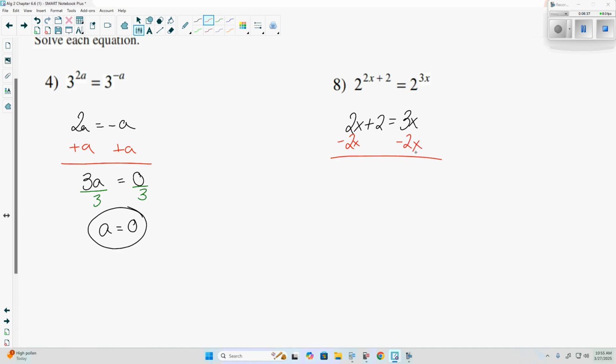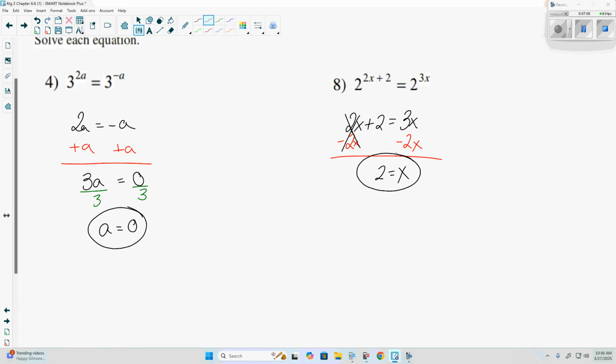We can subtract 2x because we need the x's on one side, numbers on the other. 2x minus 2x is 0, leaving us with 2. 3x minus 2x is x. X is equal to 2. Now, for the most part, we've dealt with some pretty nice expressions.